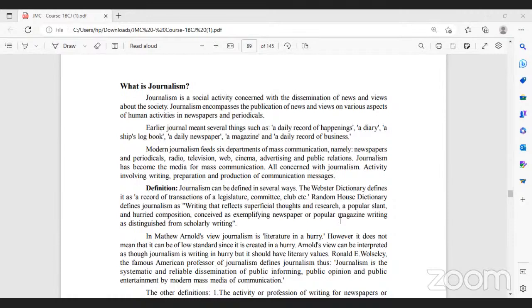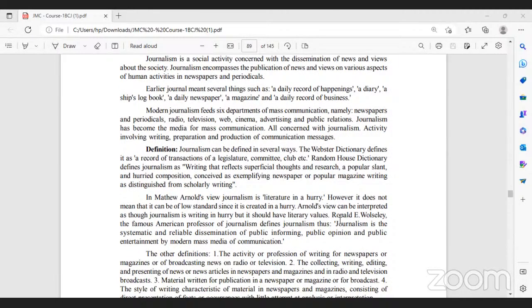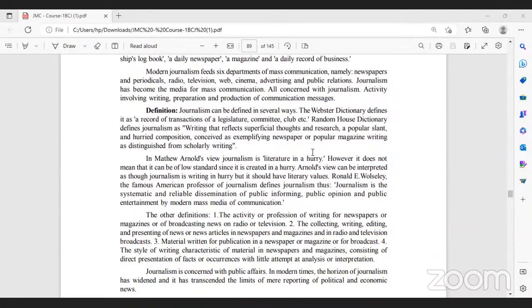Earlier, in general, when we go to the journal, anybody with a commerce background knows a journal is something where we keep a daily record of happenings. It's a diary, a logbook, a daily newspaper, a magazine, and a daily record of the business. However, let us understand the professional meaning. According to the Webster dictionary, it is a record of transactions of a legislature, committee, club.